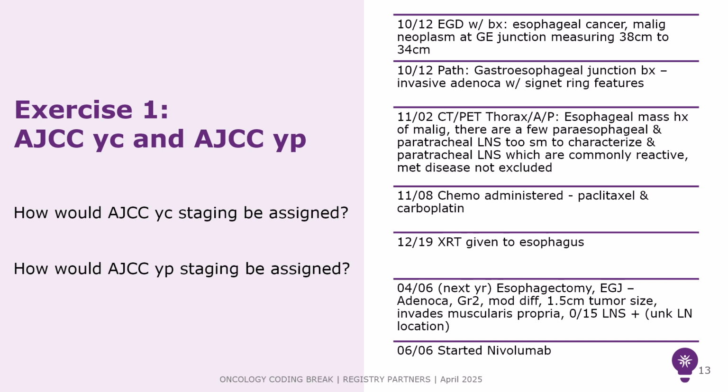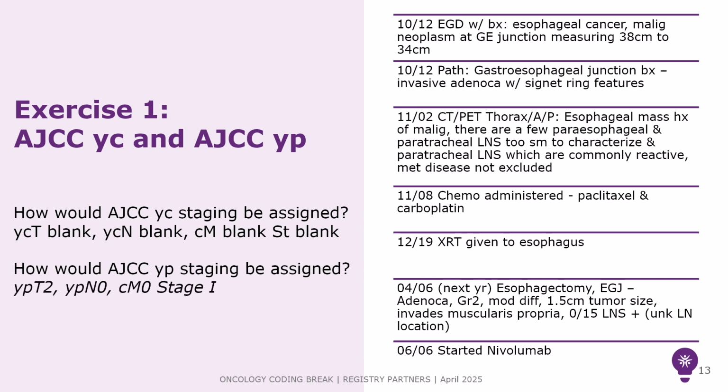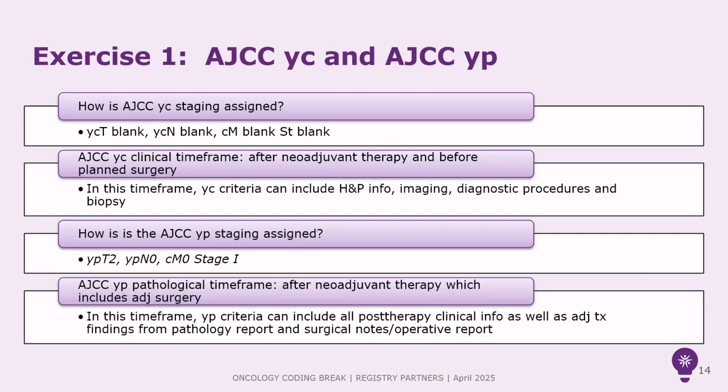So how would AJCC YC staging be assigned here? And how would AJCC YP? YCT blank, YCN blank, and YCM blank, staging blank. YPT2, YPN0, CM0, stage 1.